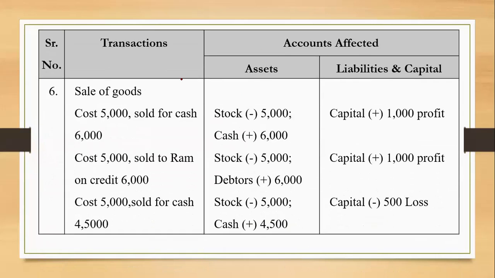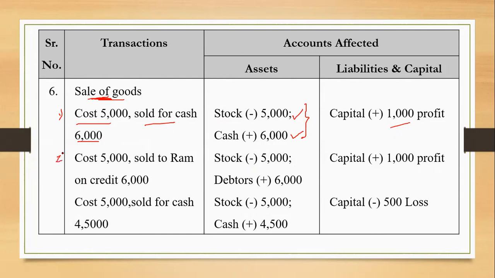Sixth one, very important. So many things are there. Please take care. Sale of goods. Sale of goods, the stock will reduce, but let us see the transactions. Number 1, cost of goods 5,000, sold for cash rupees 6,000. Goods of 5,000 sold for 6,000. The profit is 1,000. Stock will reduce by 5,000. Cash will increase by 6,000, right? And the net effect, we can see that the capital increases by rupees 1,000 of the profit.